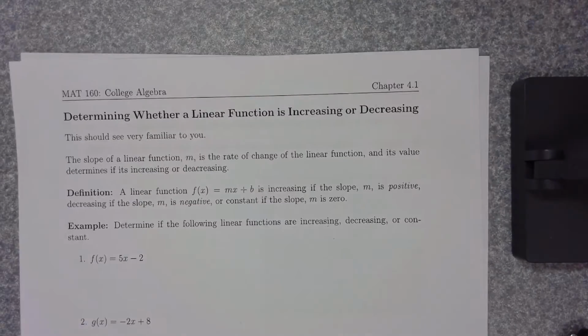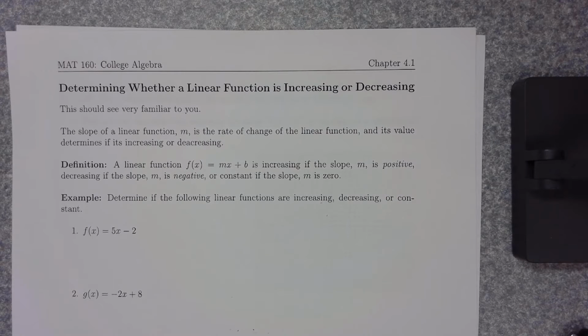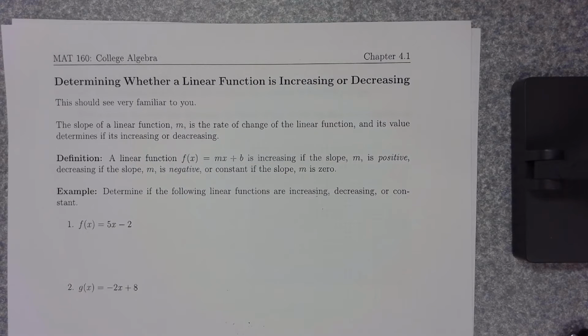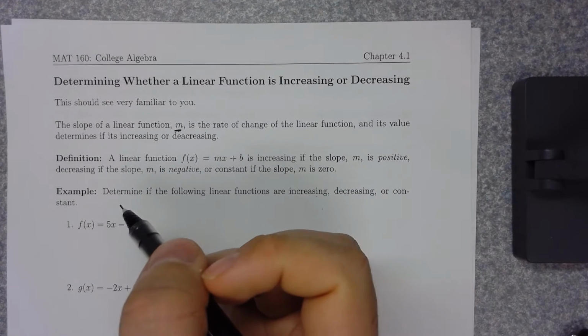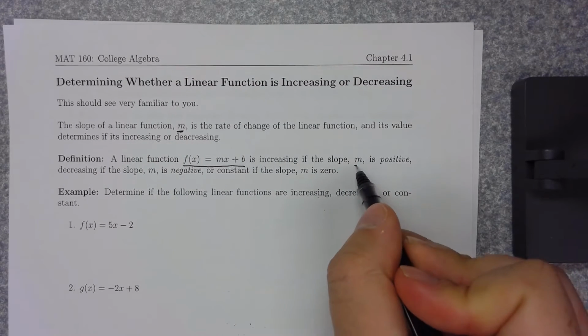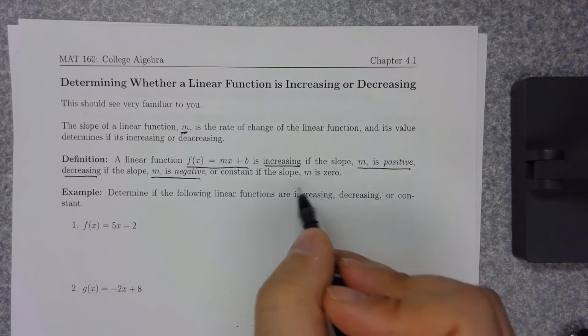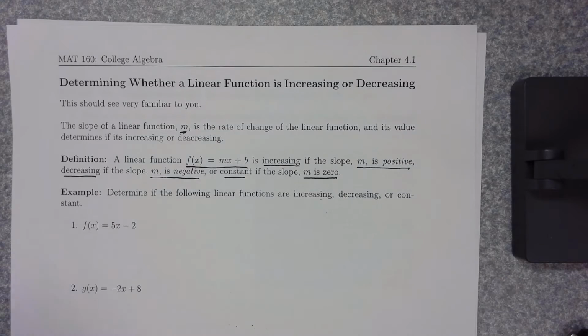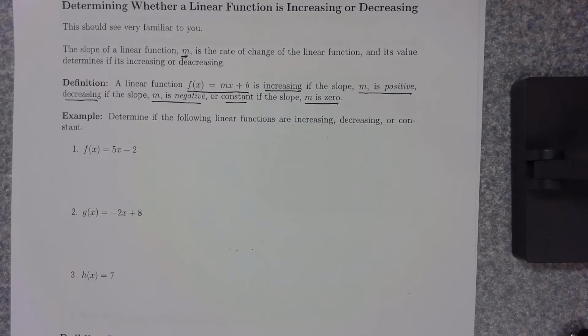And this page is pretty easy. This is almost like a rehash of what we did in chapter 2, I believe. So determining whether a linear function is increasing or decreasing. Well, that just deals with the value of m. So if I have a linear function and m is positive, that means it's increasing. And it's decreasing if the slope is negative. Or it's constant if the slope is 0.